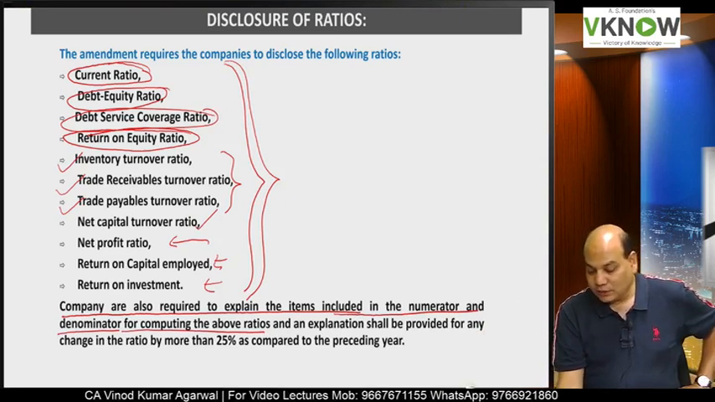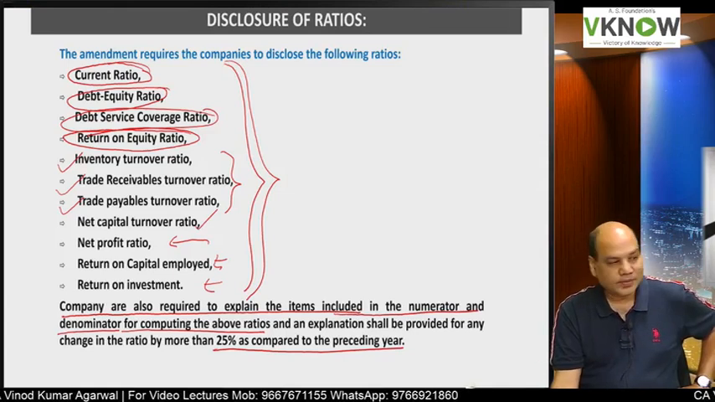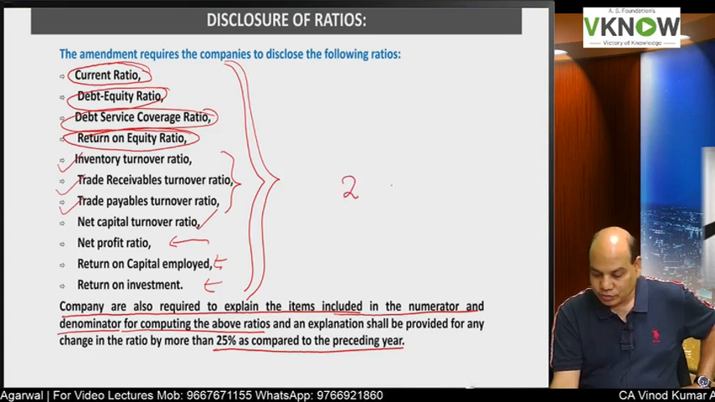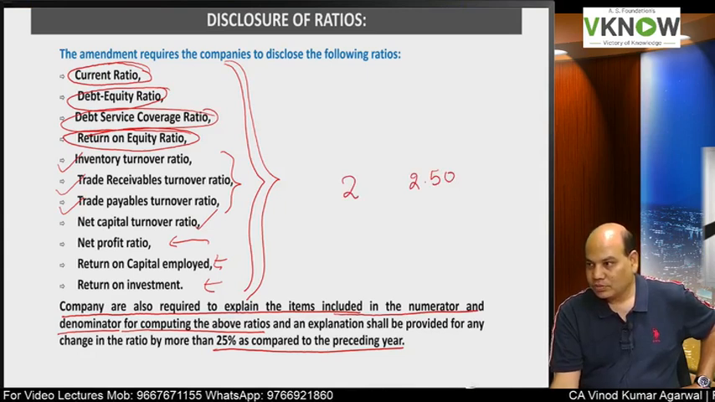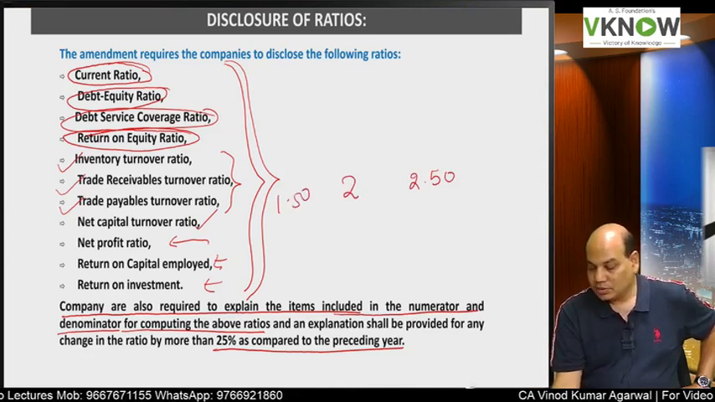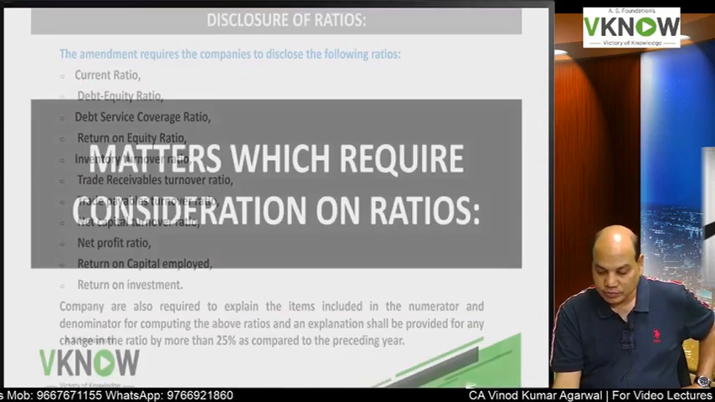And if there is any change of more than 25% compared to last year, then that also has to be explained. So if the current ratio was 2 and this year it becomes 2.50 or 1.50, the change is more than 25%, so you have to disclose why this change has happened.